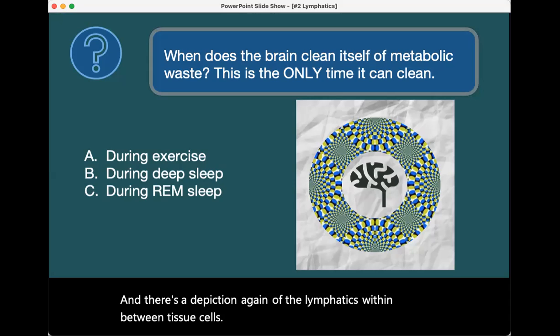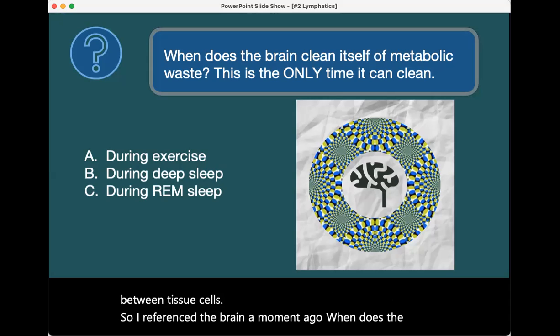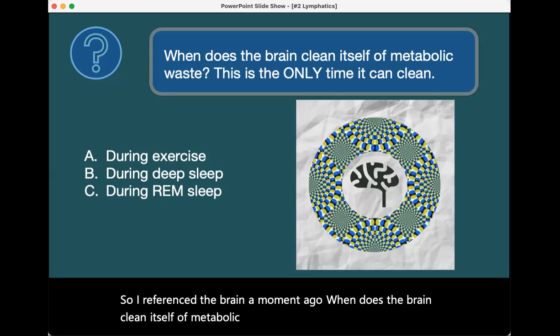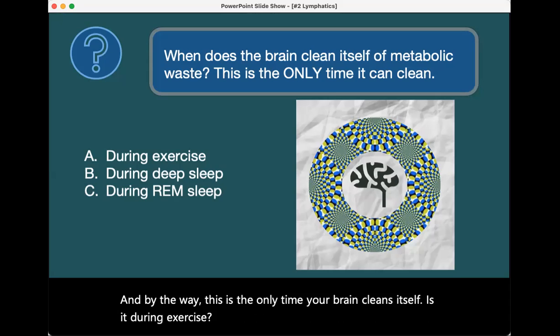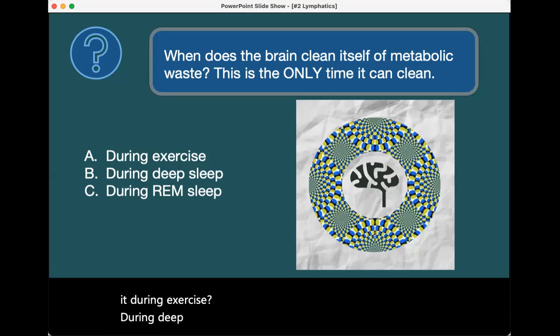So I referenced the brain a moment ago. When does the brain clean itself of metabolic waste? And by the way, this is the only time your brain cleans itself. Is it during exercise, during deep sleep, or during REM or rapid eye movement sleep? And the answer is it's only during that very, very deep part of sleep.